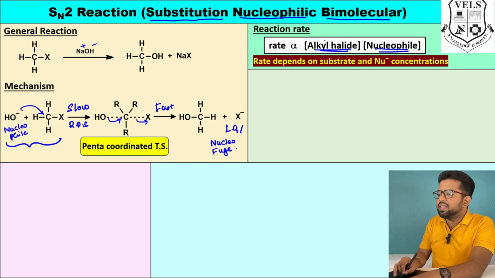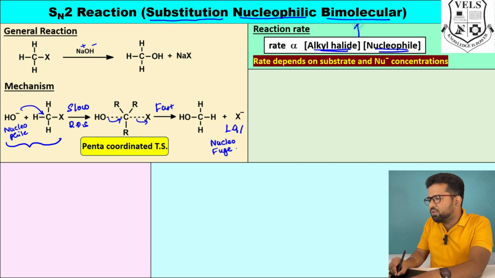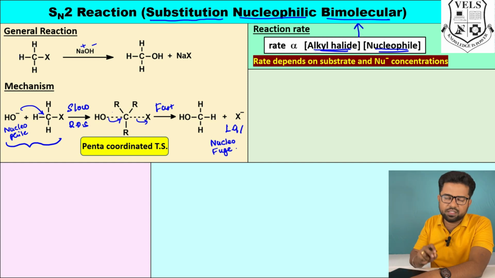If you look at the rate law, there are two molecules involved, that is, alkyl halide as well as nucleophile. That is why we call this SN2 reaction a bimolecular reaction. There are two molecules involved in the rate of the reaction. So this is about the rate of the SN2 reaction.